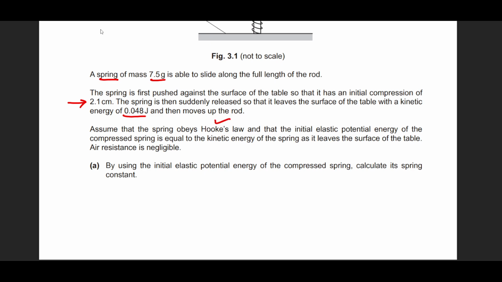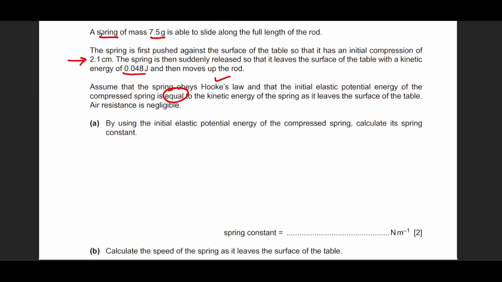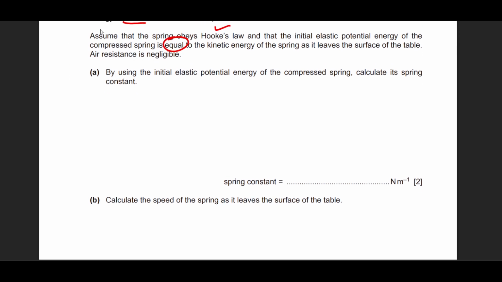He says assume that it obeys Hooke's law, because we want to make sure that there is no deformation, and the kinetic energy of the spring is equal, which means that we are considering a system that is 100% efficient and there is no loss of energy anywhere, right? And the air resistance is negligible, so everything is going to be equal to one another. By using the initial elastic potential energy, calculate the spring constant, no problem.